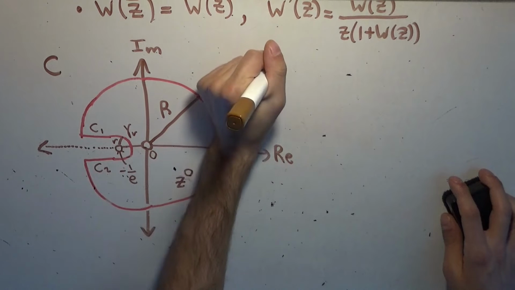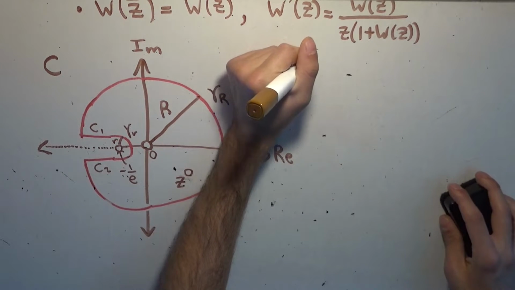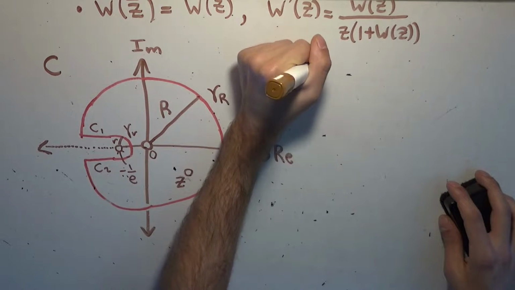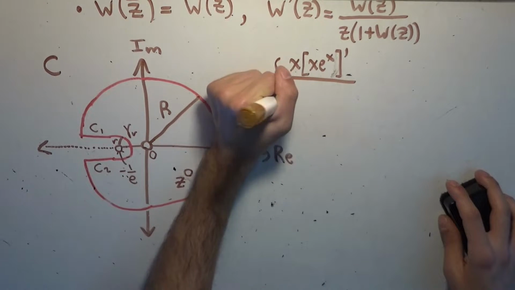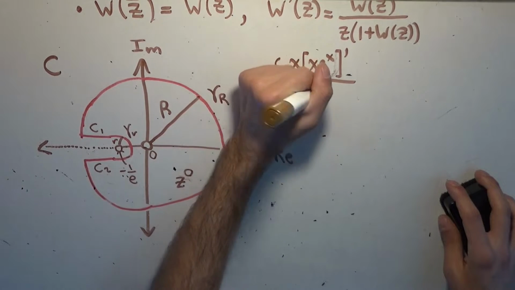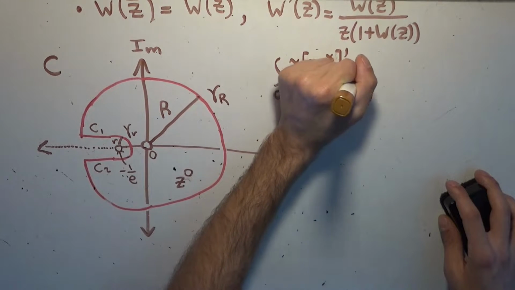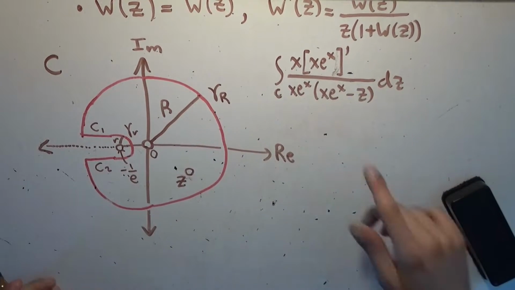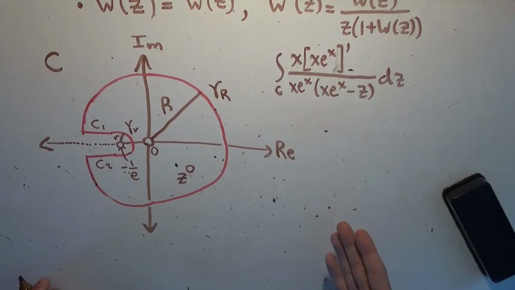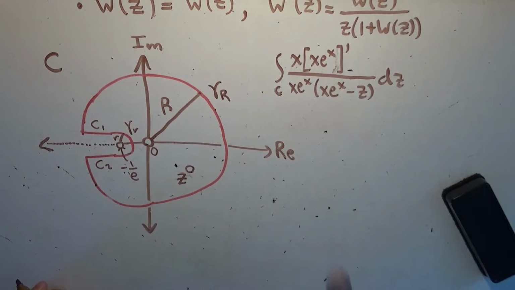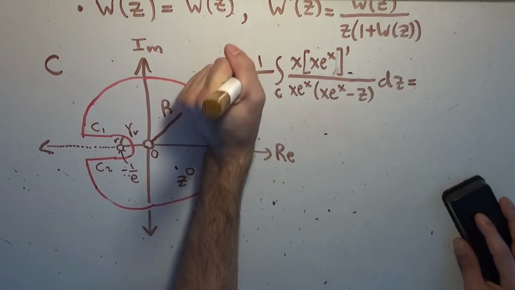And remember, we said that the contour integral over C of x times the derivative of the original function, which is x times e to the x, divided by this original function, which is again x times e to the x, times the quantity x times e to the x minus z, dz. We can cancel the x's and take the derivative of x times e to the x, but essentially what it comes down to is you make the substitution with x equals w of t, and you end up with this integral here. And I keep forgetting the 1 over 2 pi i out the front.